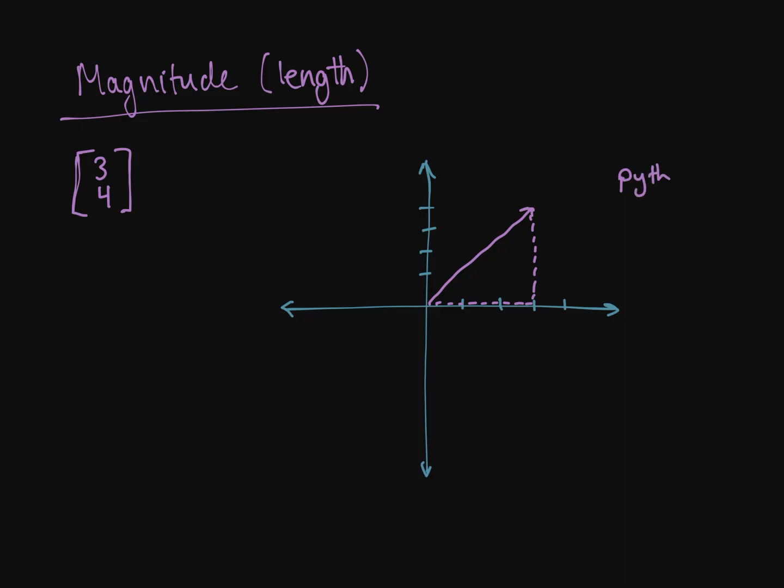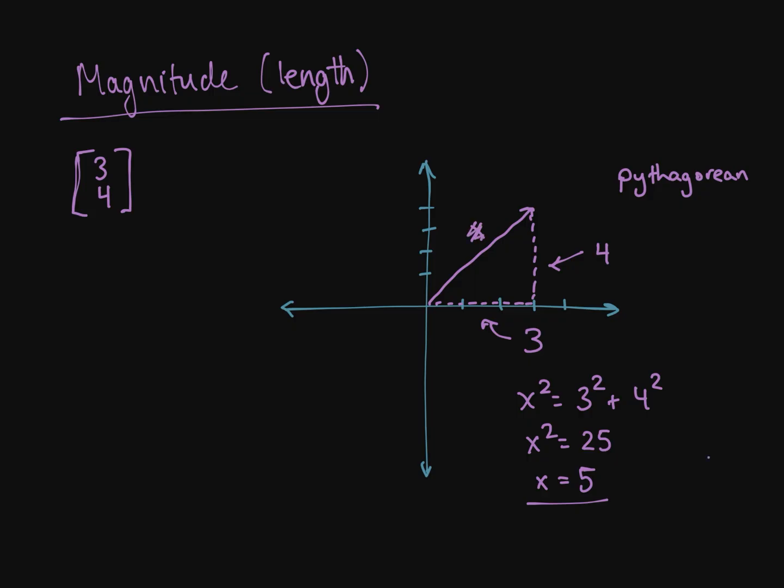We know that the horizontal side here should have a length of 4 since we start at 0 and go to 4, and the vertical side should have a length of 3, since we start at 0 and go up to 3. So if we say that the length of the vector is x, then we know that x squared equals 3 squared plus 4 squared, so x squared is 25, meaning that x is 5.